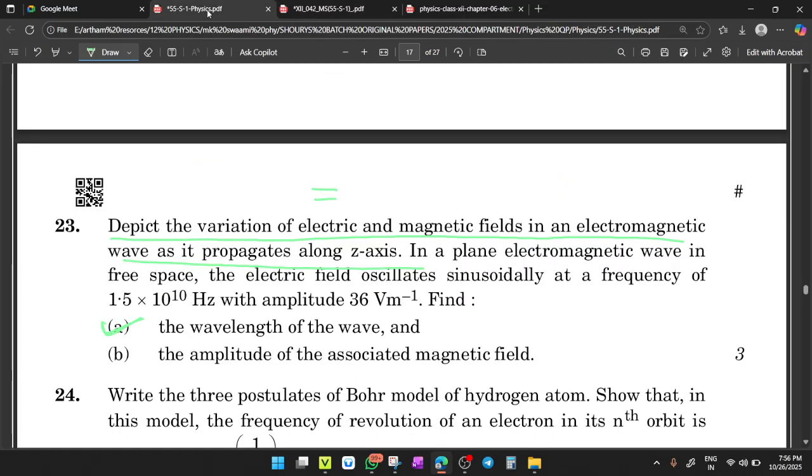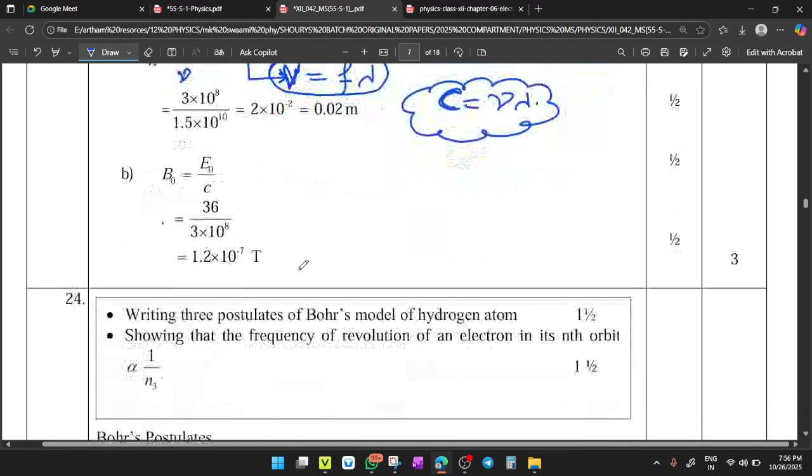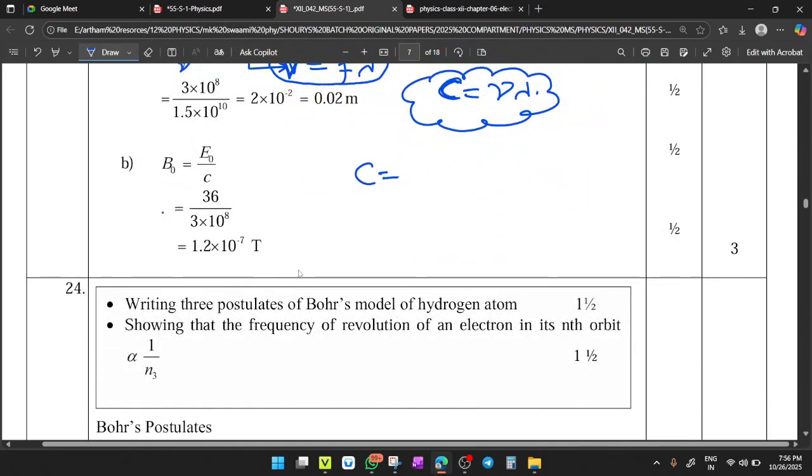Now the second part of the question: what is the amplitude of the associated magnetic field? You know the formula for the amplitude. The formula is C equals E naught upon B naught. C, the speed of light, equals E naught upon B naught.